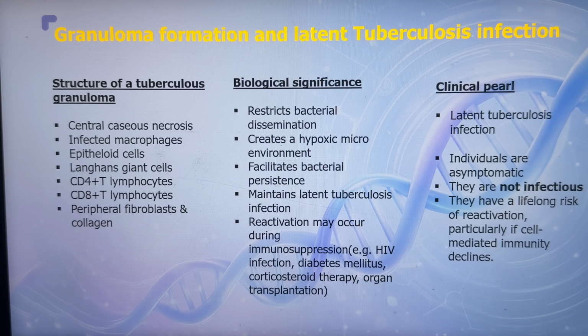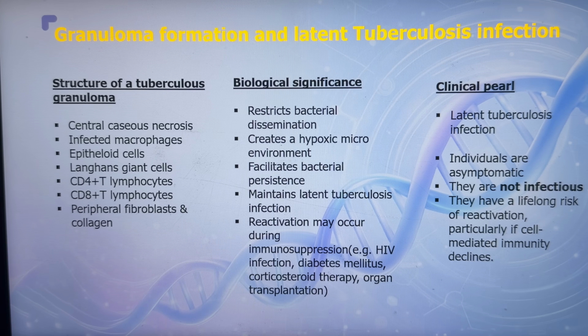CD4 plus T lymphocytes. Outside the macrophage layer lies a dense scarf of CD4 positive Th1 lymphocytes. These are the architects of granuloma formation. By producing interferon gamma, they activate macrophages, while TNF alpha helps maintain granuloma architecture. CD8 plus T lymphocytes contribute by lysing infected macrophages and producing interferon gamma. They become particularly important during chronic infection.